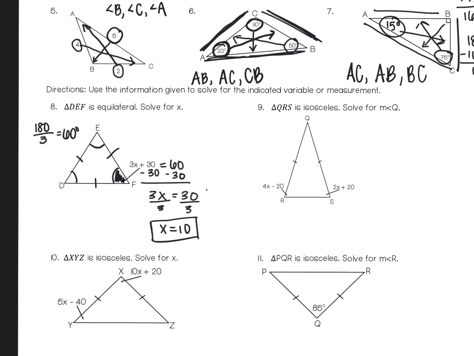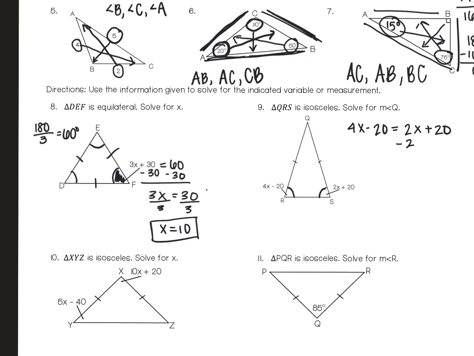For number 9, triangle QRS is isosceles. That tells us 2 sides are the same. It also tells us that the base angles are congruent, which are these 2 angles here. So knowing that, we can take those 2 equations, 4x minus 20, and set them equal to 2x plus 20. And then we can solve.